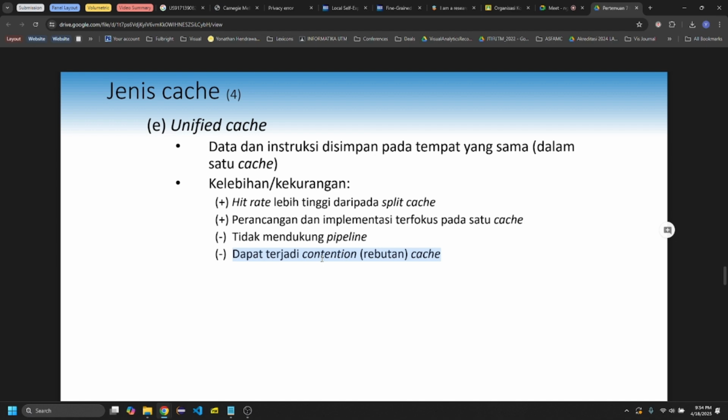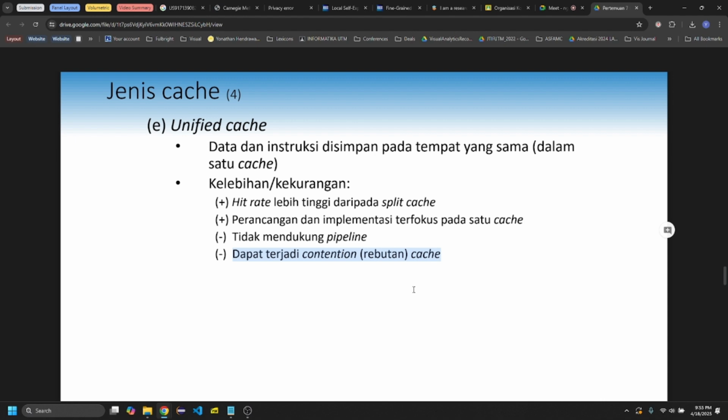And then the other downside is that it can have contention. This contention is something like this. So which one should I store in the case? Is it the instruction or the data? The instruction needs to be read in order for the program to be executed. However, the instruction itself needs the data. So which one should I store here? So that's the case contention.